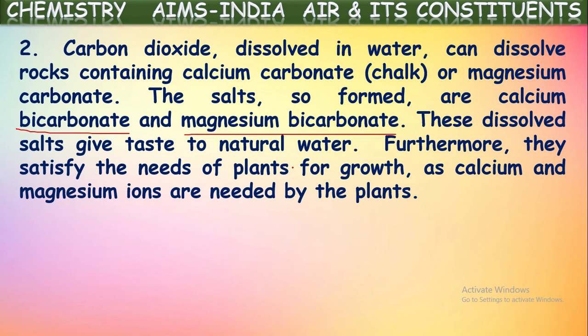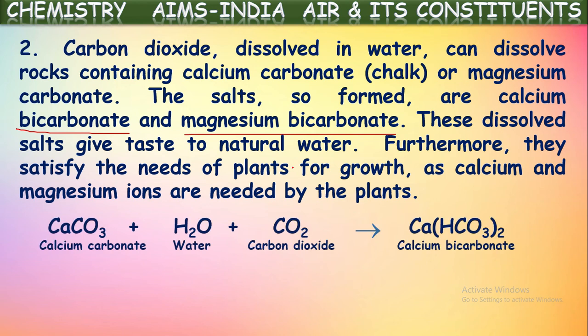Furthermore, they satisfy the needs of plants for growth. These will be utilized by the plants for their growth, as calcium and magnesium ions are needed by the plants. So these magnesium and calcium bicarbonates will be absorbed by the plants for their growth. In that way also this carbon dioxide gas is important for us. So this is the reaction occurring with the dissolved carbon dioxide in the water. Carbon dioxide in the presence of water reacts with metal carbonates and converts them into metal bicarbonates. These give the taste to the natural water, and even these will be taken by the plants for their growth.